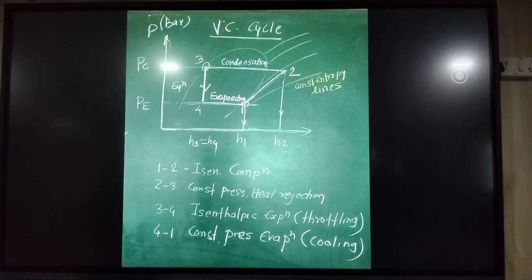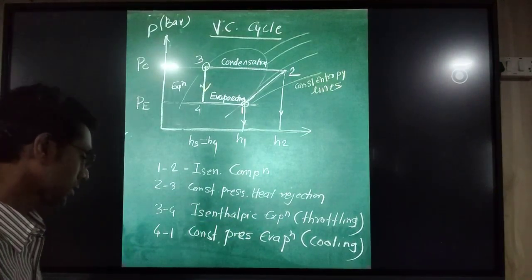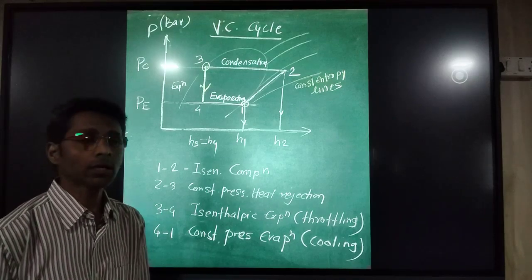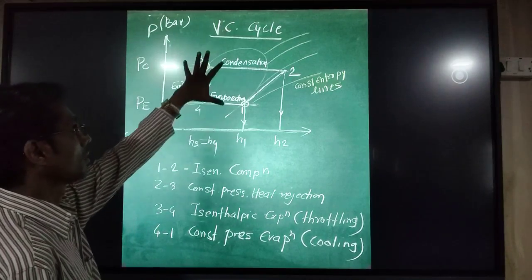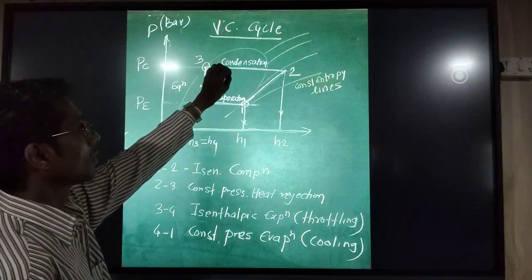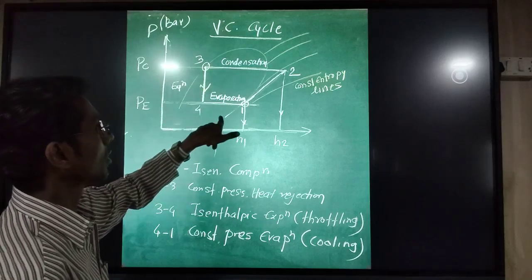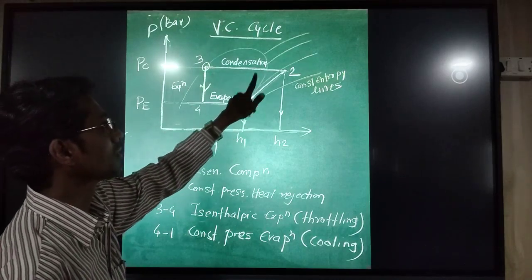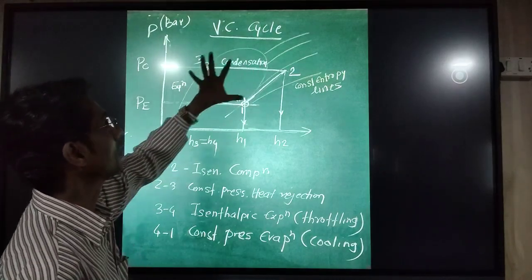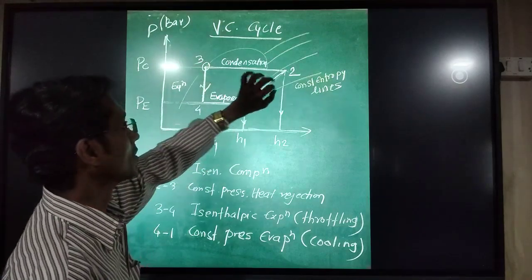If we see the performance of the vapor compression refrigeration system, it is studied by using the pH diagram, the pressure enthalpy diagram. Here we can plot the vapor compression cycle. This is the saturation curve. The left line is the liquid line, the right line is the vapor line. Here is the critical point. Here are the 3 zones: subcooled zone, wet zone and superheated zone.